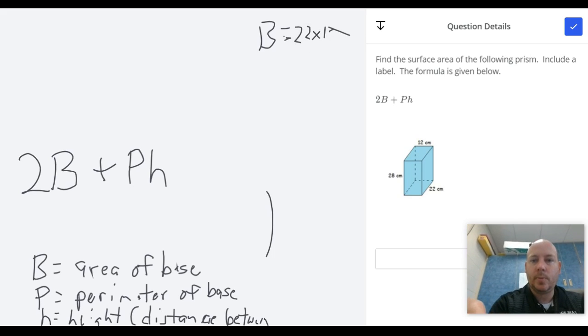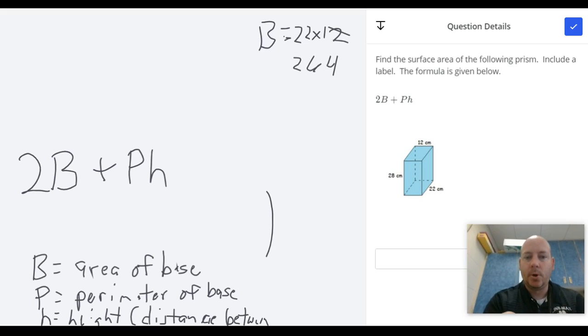Okay. So if I multiply that together, and again, you guys can use a calculator if you need to for that, that's 264. Okay. Perimeter of the base. So that's going to be 22 plus 12. And you can do 22 plus 12 again, or you can multiply that times 2. So that's going to be, let's see, 22 and 12 is 34. 34 times 2 is 68.